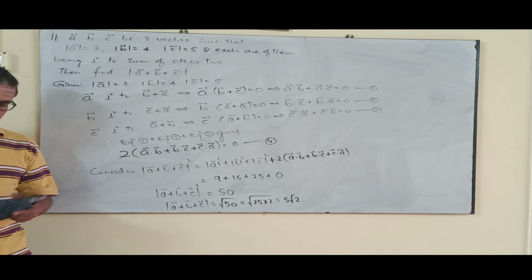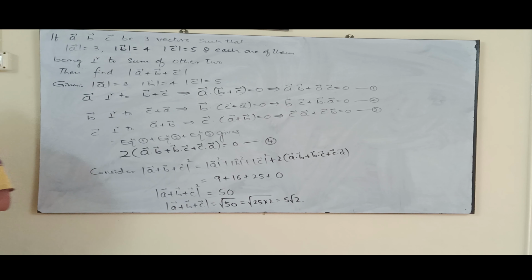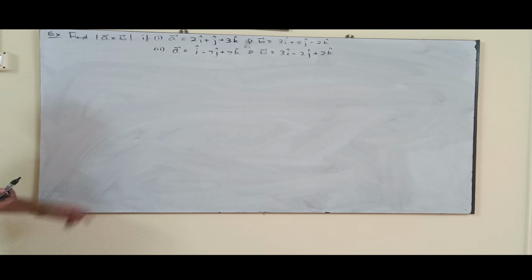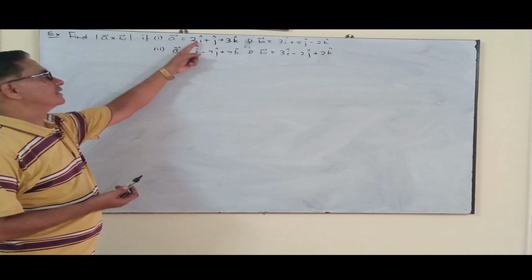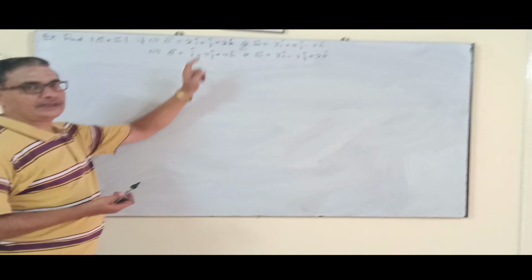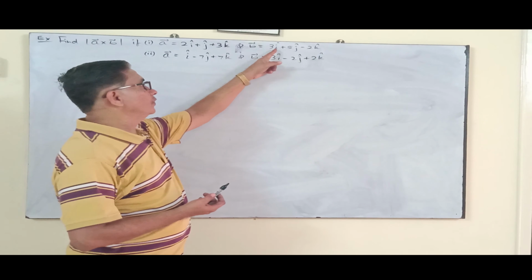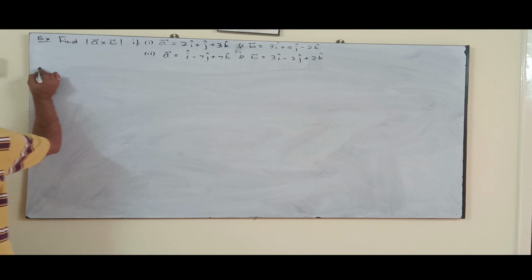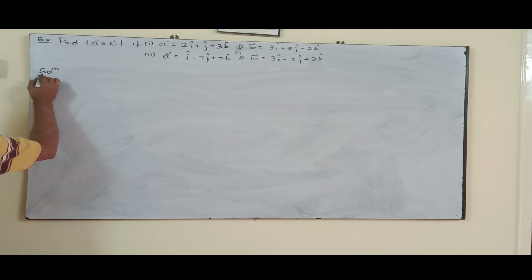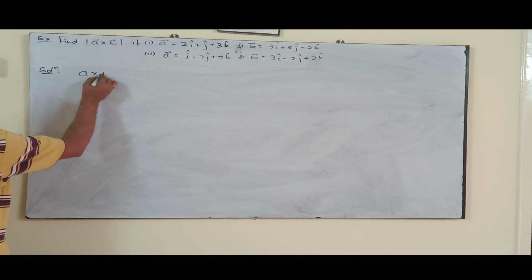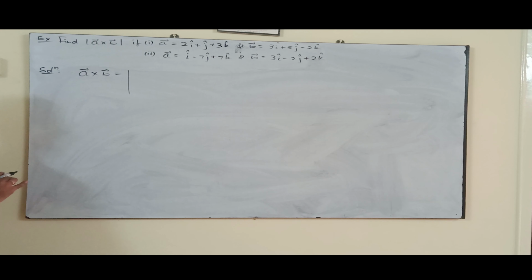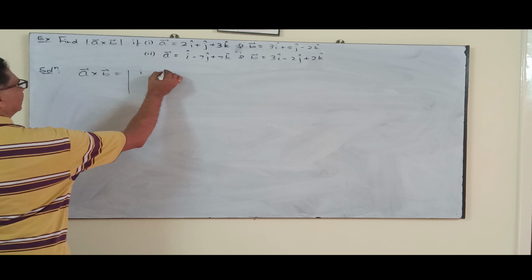Now the next problem is based on the cross product. Find the magnitude of A cross B, if A is the vector 2i plus j plus 3k, and vector B is equal to 3i plus 5j minus 2k. Now here there are 2 marks. First find the A cross B vector. For the cross product of two vectors, you know the formula. That is A cross B is equal to, what is that formula?